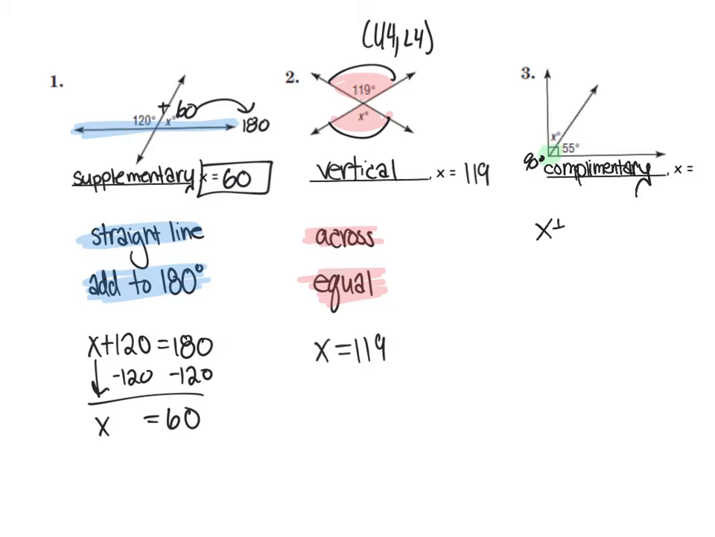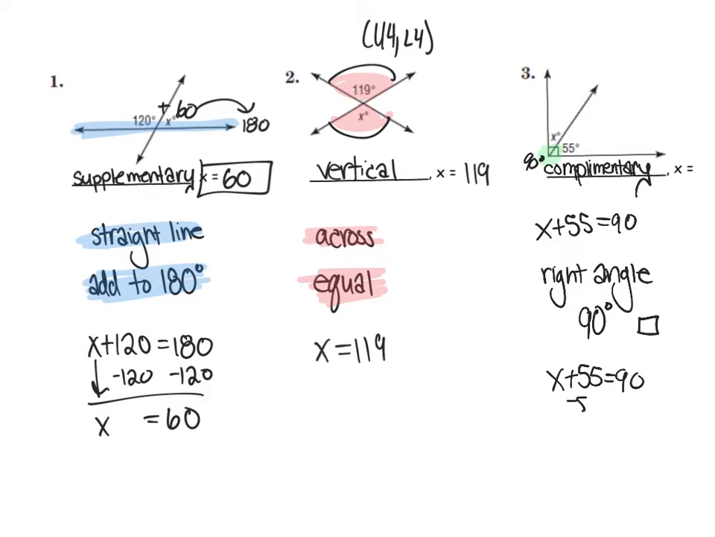So x plus 55 is going to equal 90 because they make a right angle, and we know that a right angle is 90 degrees, and it'll always have that little box in the corner. So again, if you want to solve it like you're used to when you're solving equations, just subtract 55 on both sides, or again, use your brain space. x would be 35, because 35 plus 55 gives me that 90 degrees. So again, complementary is when they are a right angle, 90 degrees.